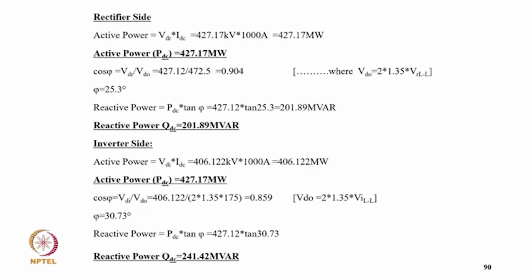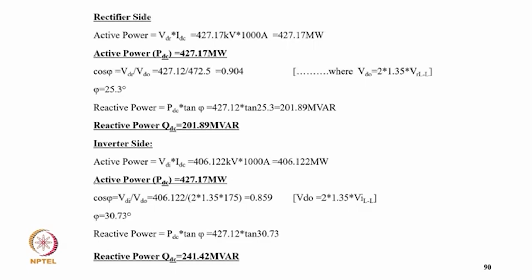On the rectifier side, the active power is VDR × IDC, which comes to 427.17 megawatt. So cos phi is VDR upon VD0, that is 0.904, and putting the value VD0 equal to 2 into 1.35 VLR, phi comes to 25.3 degrees. The reactive power is PDC into tan phi, so putting the values it comes to 201.89 MVAR.